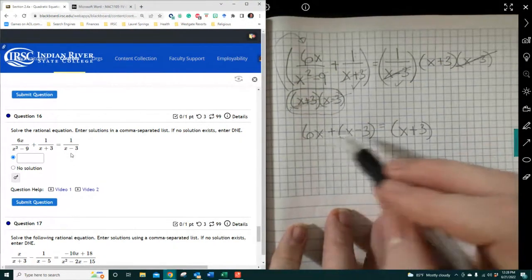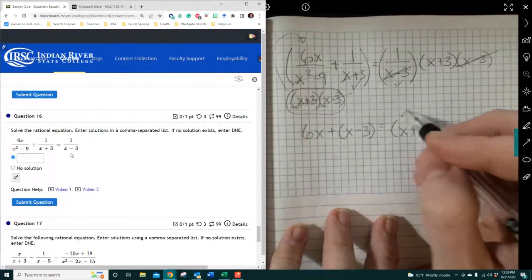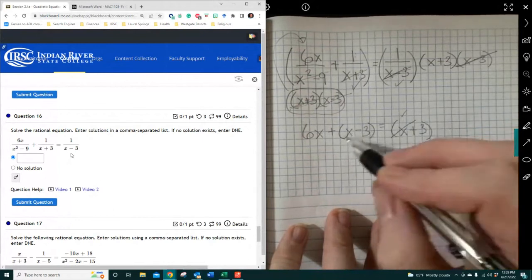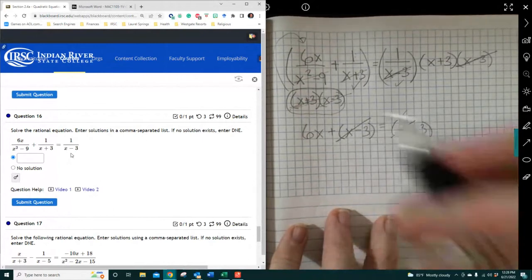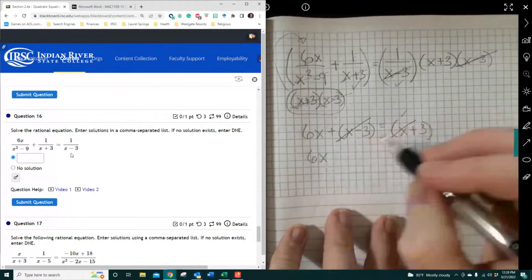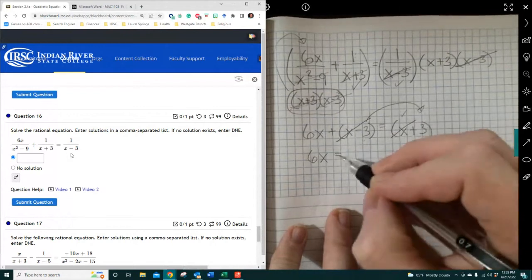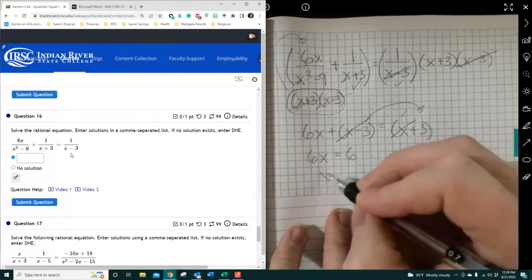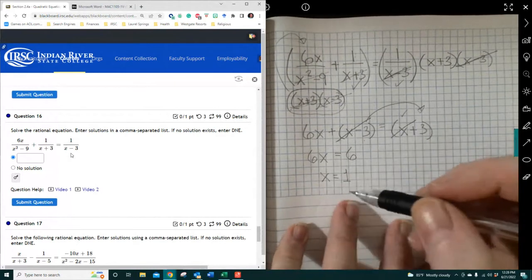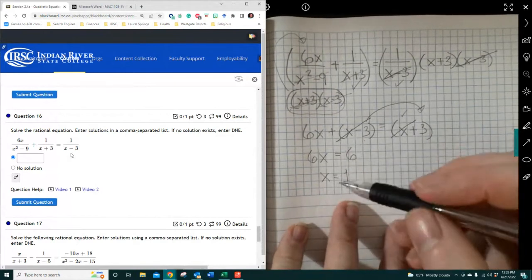And I'm going to have 6x added to x gives me 7x, but I have an x over on this side, so I'm going to subtract that x. In other words, look at this. I can do this. And that leaves me with then 6x. And then I'm going to add 3 to both sides, leaving me with 6. So x equals 1.